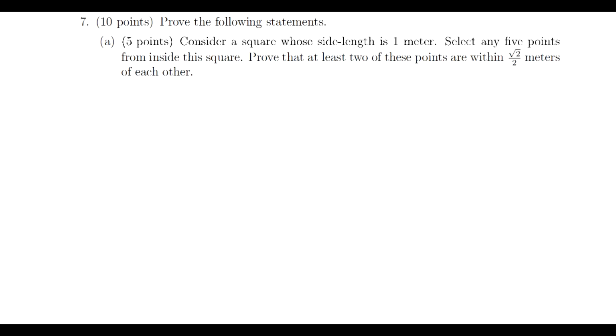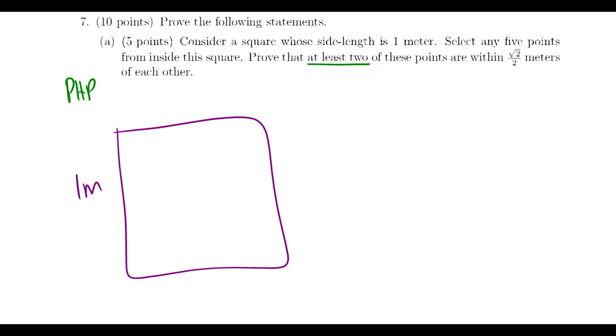So, what do we do here? Well, we're selecting 5 points, and we have to prove that at least two of something. So we probably want to use the pigeonhole principle. Here's our square. It's 1 meter by 1 meter. We need to select 5 points. So, what can we do? We can split this square into 4 quadrants. Each of these quadrants is going to be half a meter by half a meter.